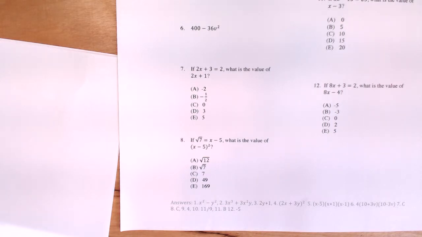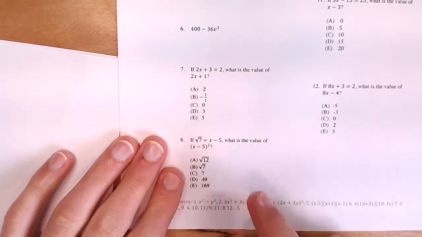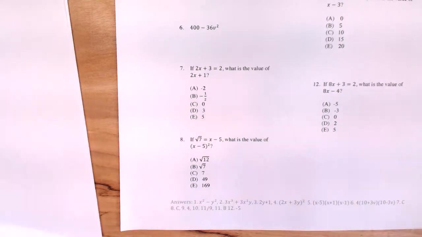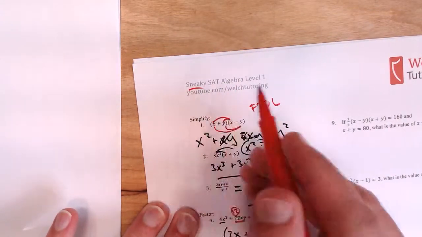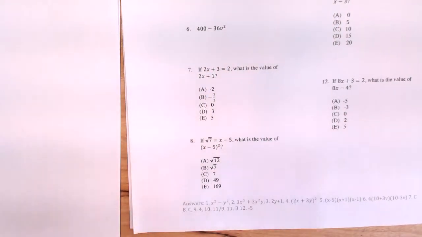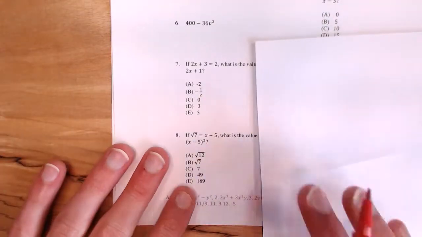This says if 2x plus 3 equals 2, what is the value of 2x plus 1? Well, let's see here. Notice that these are related. This is why it's on the sneaky algebra section. We can save time. Yes, you could solve for x, but I want to get in the habit of saving time on the SAT because time is so important.